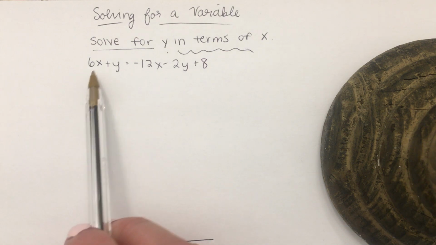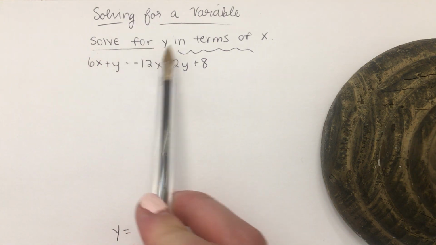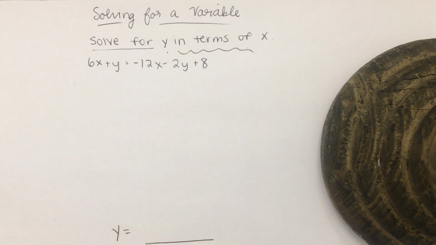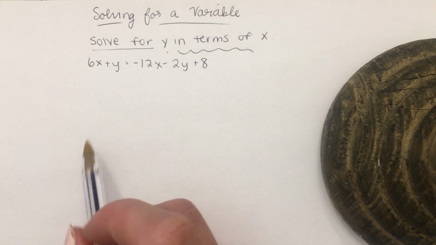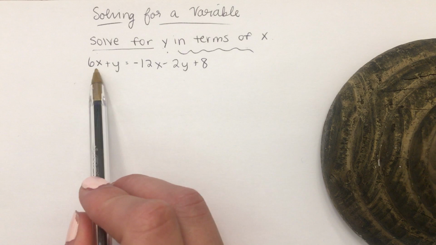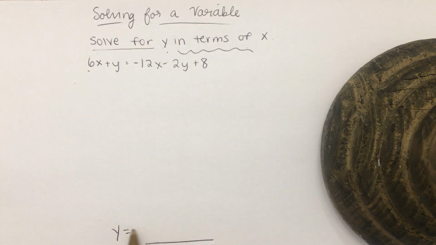So another way to think of this problem when it says solve for y in terms of x is just rearranging this so all my y terms are on the left and y is by itself. That way at the end we get y equals. To get started, if I look here on the left-hand side, I should notice that this 6x doesn't belong, because again, my goal is to get y equals.